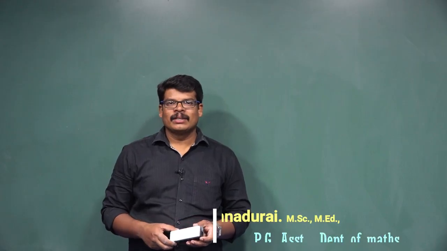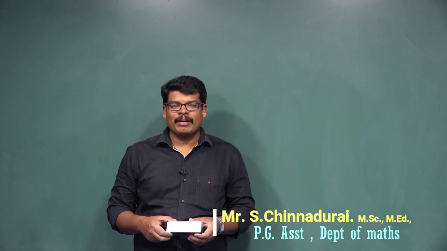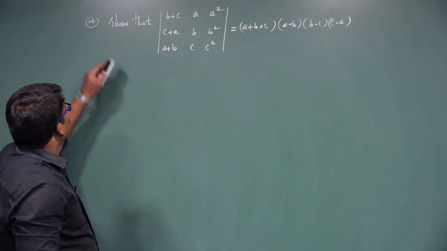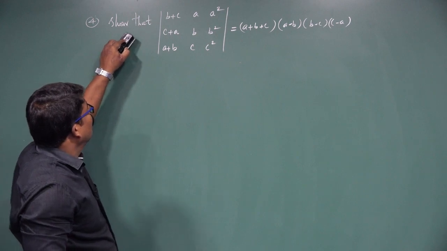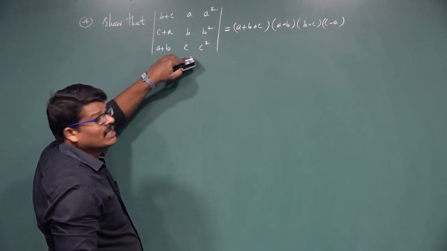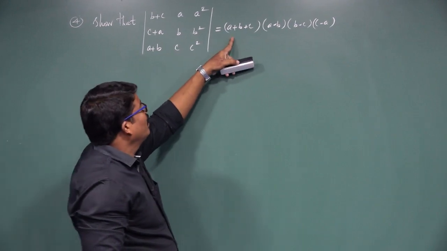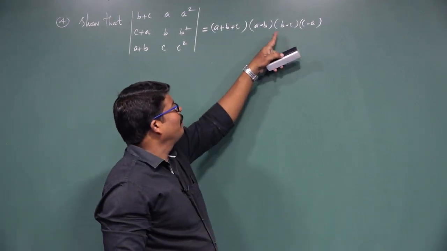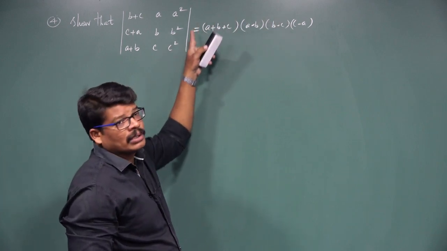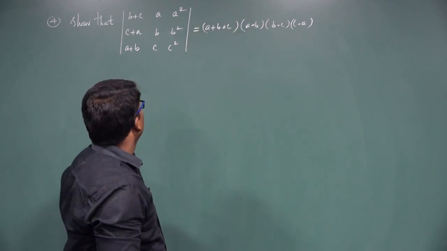Hi students, today we are going to discuss the remaining problem in exercise 7.3. Next one, fourth problem. Show that the determinant of b plus c, a square; c plus a, b square; a plus b, c square equals a plus b plus c into a minus b, minus c and c minus a. We have to prove the factors.